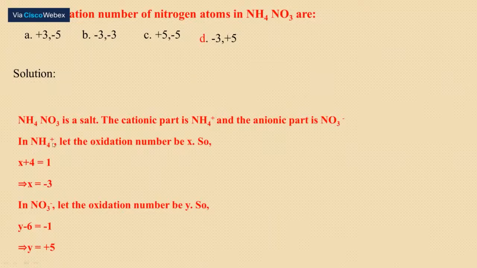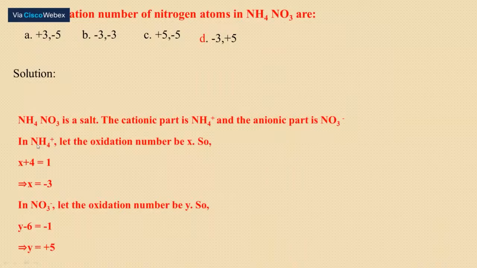In NH4 plus, how do we calculate the oxidation number of N, that is nitrogen? Whenever you are calculating the oxidation number in a polyatomic ion, whatever charge you find on it is the resultant of the oxidation number of nitrogen as well as the oxidation numbers of the hydrogen atoms present here. So whatever charge we find on NH4 plus is the resultant charge of the corresponding atoms.